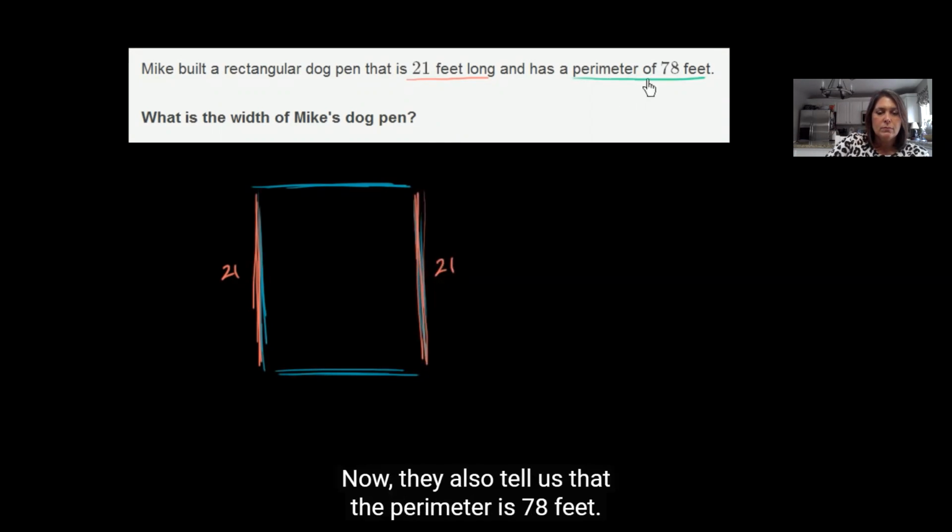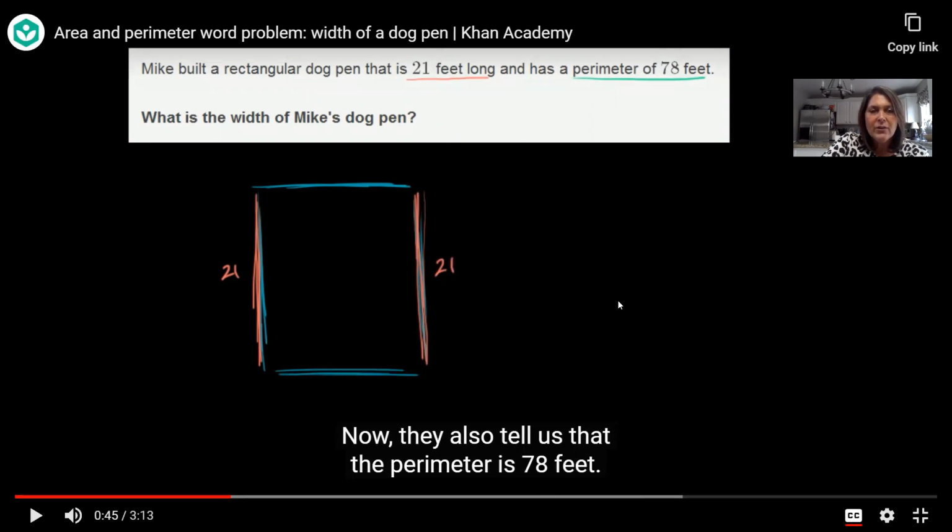Now they also tell us that the perimeter is 78. Okay, so I can't hear your answers, but how does he know that both sides of this rectangular dog pen are 21 feet?